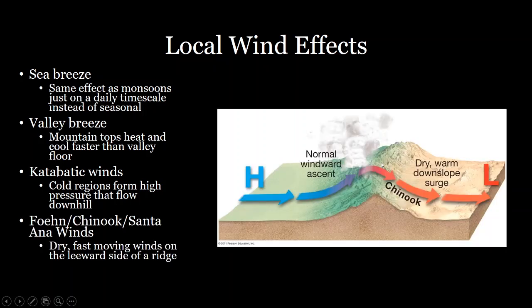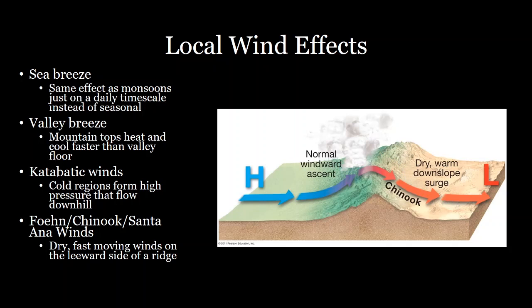Another wind event has a number of different names: foehn winds, Chinook winds, Santa Ana winds. These are winds that occur on the lee side of a mountain range. The windward side is where you have moisture rising and a lot of moisture falling due to that adiabatic process. And then the leeward side is where you have dry air that falls downwards, and you don't have a lot of moisture in that air.